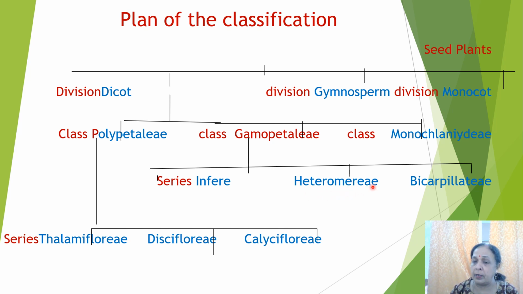When the floral parts are never coordinated with each other and they are different in numbers, that type of flowers are included under this series. And the next is Bicarpellatae. Bicarpellatae means two carpel bearing families. So under the series Bicarpellatae, the flowers show bicarpellary condition, superior ovary and gamopetalous corolla.